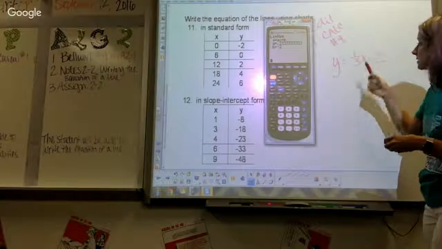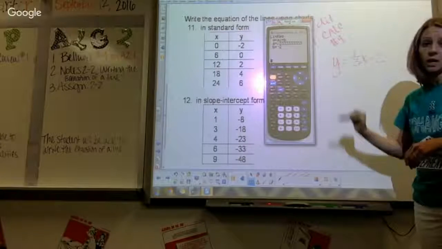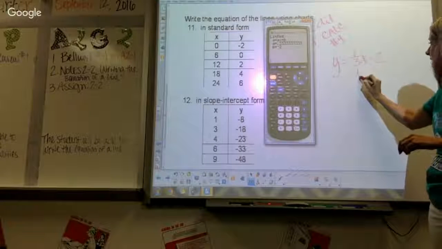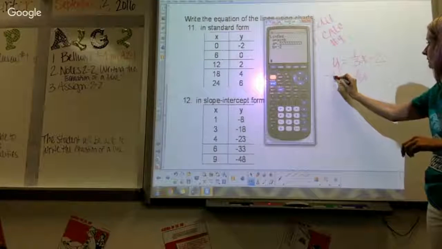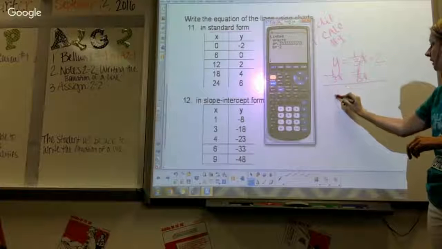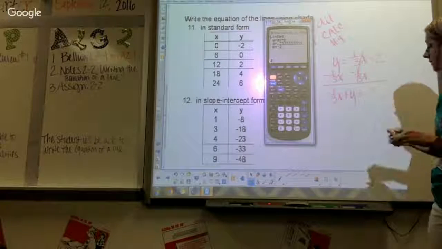Okay, so that is slope-intercept form. Notice it wants it in standard form, which means x and y need to be on the same side of the equation. So my next step would be to subtract 1/3 x. Write your x term first, negative 1/3 x plus y equals negative 2.